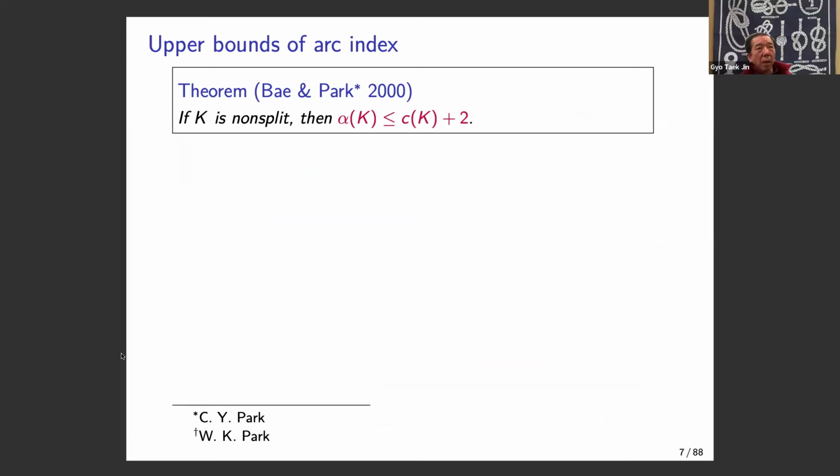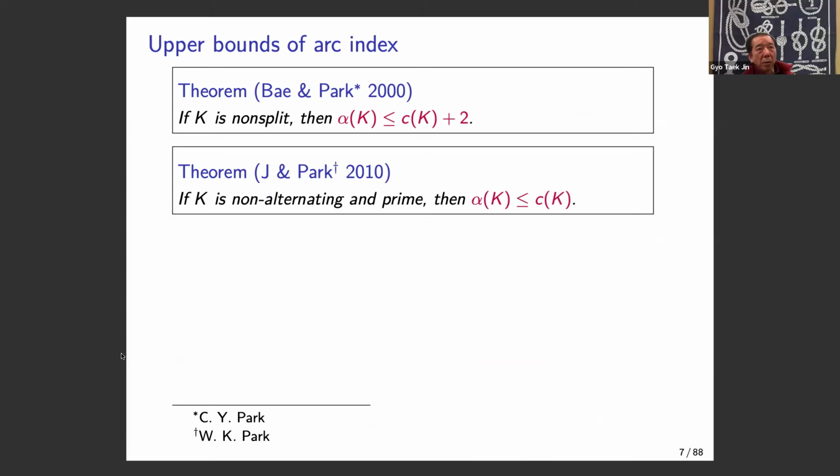And in 2000, Yongju Bae and Chanyoung Park proved that if K is non-split, then arc index is not bigger than crossing number plus 2. And in 2010, with Wangun Park, I proved if K is non-alternating and prime, then arc index is not bigger than crossing number. So that's why there are no arc index 15 knots for crossing number 14.